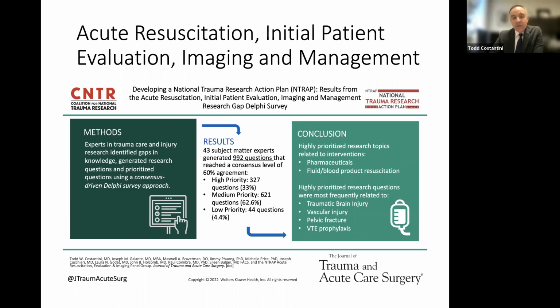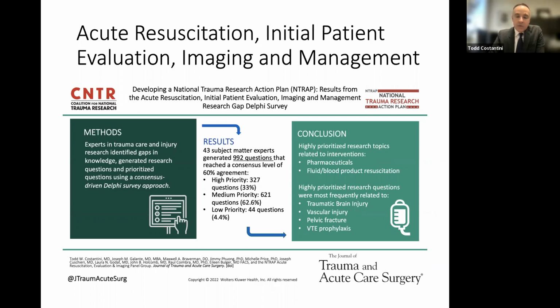And there's some themes that you're going to see come up in the most high priority questions. And you'll find as well that there's quite a bit of cross similar interest in things across different panels, as you'll see some themes that were similar to Dr. Brazel's panel as well. So some of the highest priority research topics related to pharmaceuticals, that can include TXA or direct oral anticoagulants, things like that.